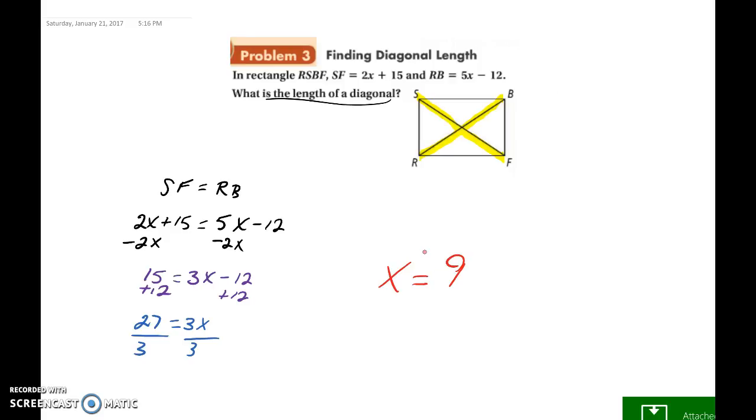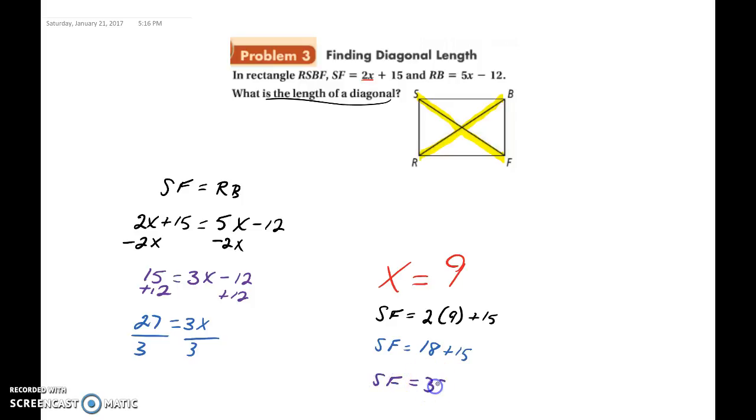Now, that's not what they asked. They asked, what is the length of the diagonal? Since both of these are congruent, you can plug this into either one you want, SF or RB. It will give you the same answer. Since it's a little easier to multiply by 2 in your head, let's substitute it into SF. SF is equal to 2 times 9 plus 15, so SF is equal to 18 plus 15, and SF is equal to 33. So the length of the diagonal is 33 units, whether it's feet, centimeters, whatever it is.